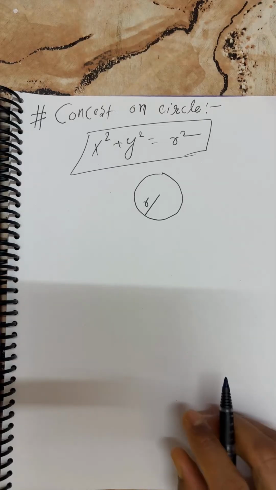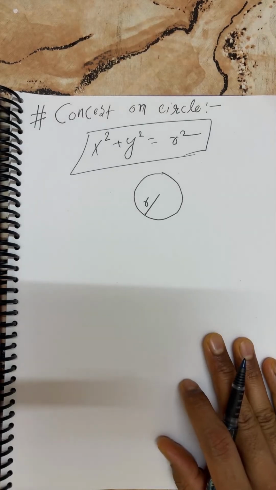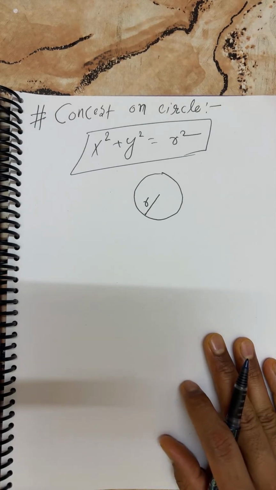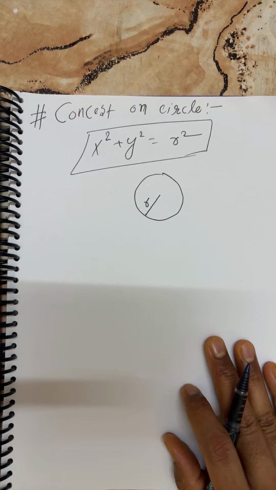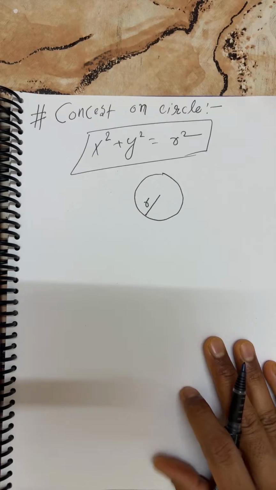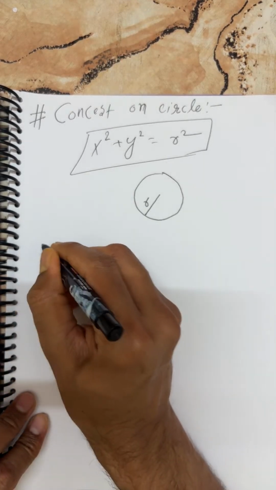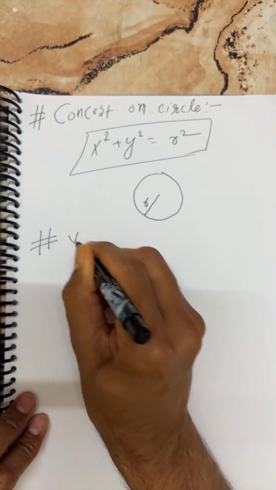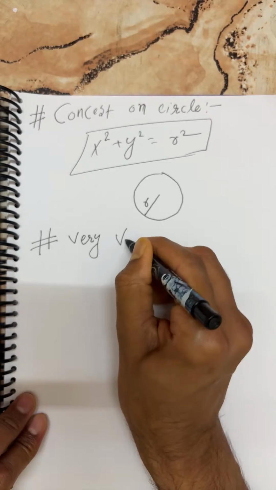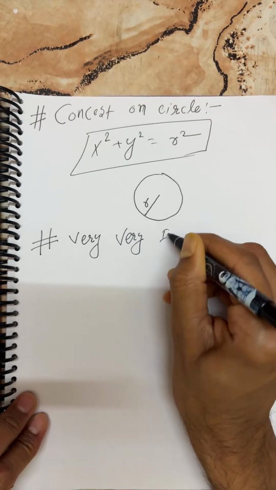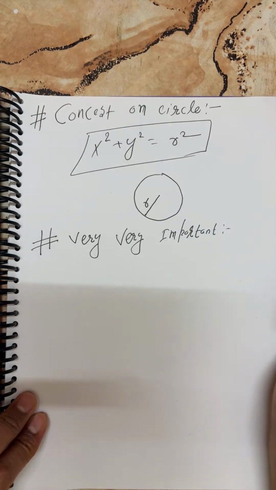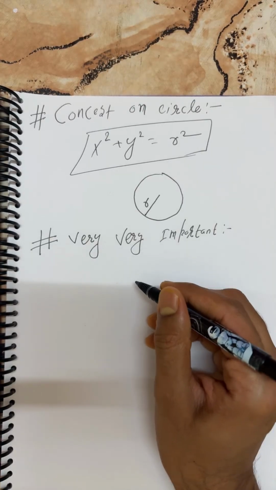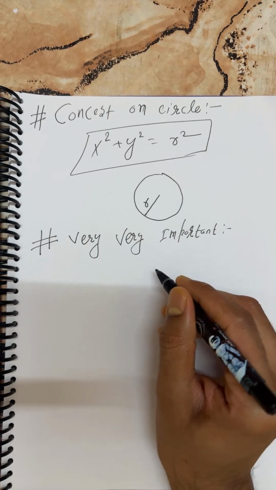I forgot one thing which I wanted to add over here: series formulas, and I can say binomial expansion. I wanted to give all these formulas there, but this is very, very important. So students, I can show the formula here.